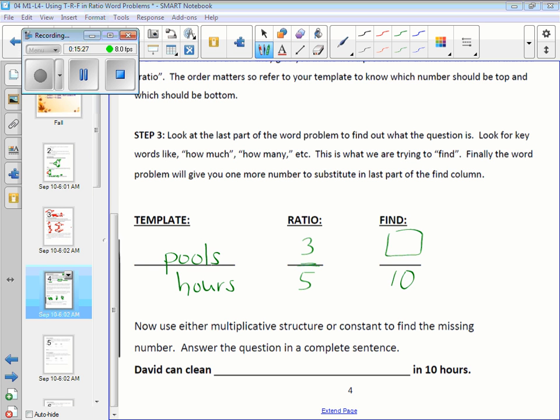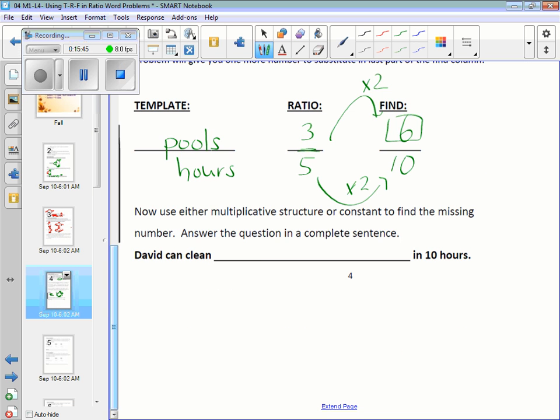Constant, and missing number is 6. You got it. See, we can make a connection between 5 and 10. Constant is 2. Whatever you do on the bottom, you got to do on the top. Use that constant to fill in your missing value, and now all you need to do is state it in a complete sentence. He can clean 6 pools in 10 hours. And we're just going to practice it today and Wednesday when we come back.